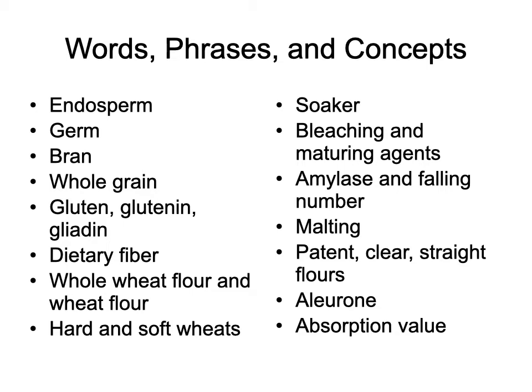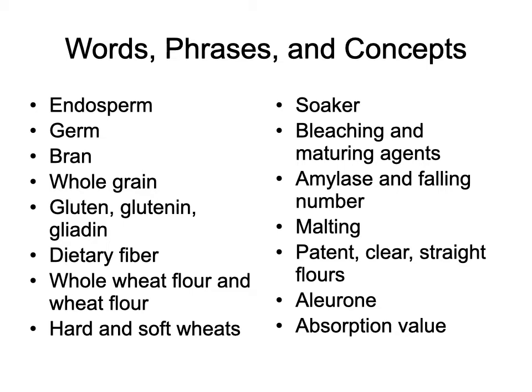Some of these you'll see are very familiar. Endosperm, germ, and bran are the primary parts of a wheat kernel. We're going to discuss whole grains, the proteins that are in wheat, things about dietary fiber, and whole wheat flour versus just what we refer to as wheat flour. The different varieties of wheat. There are different varieties of all grains, so we need to take that into consideration because the flour that we yield from them can be very different.